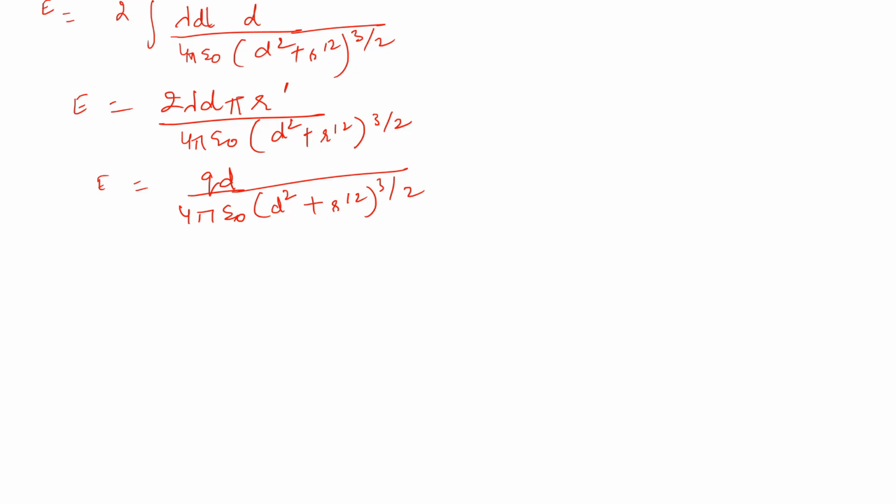Okay. Now what we will do? This Q has come because lambda is equal to charge per unit length, right? So Q is equal to lambda times length, and the length is the perimeter 2 pi r dash. So that is why this 2 lambda pi r dash will become Q.